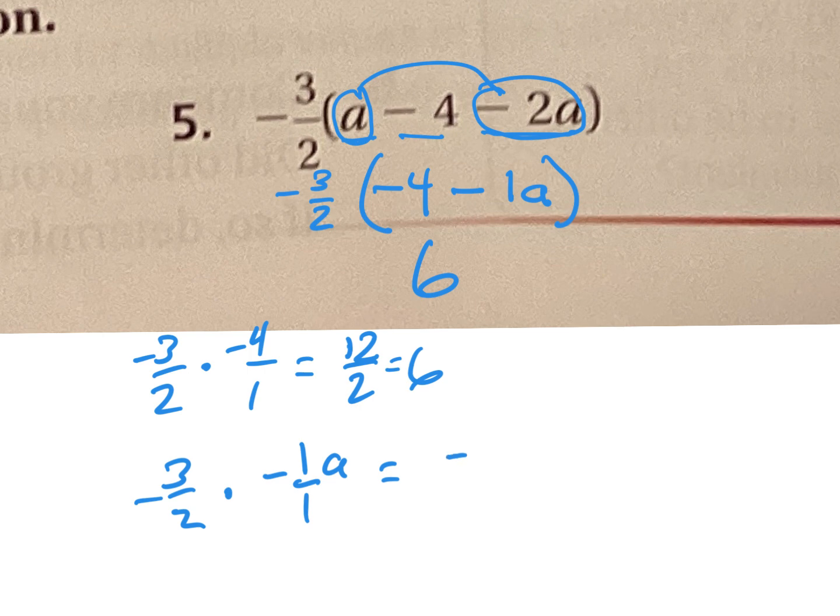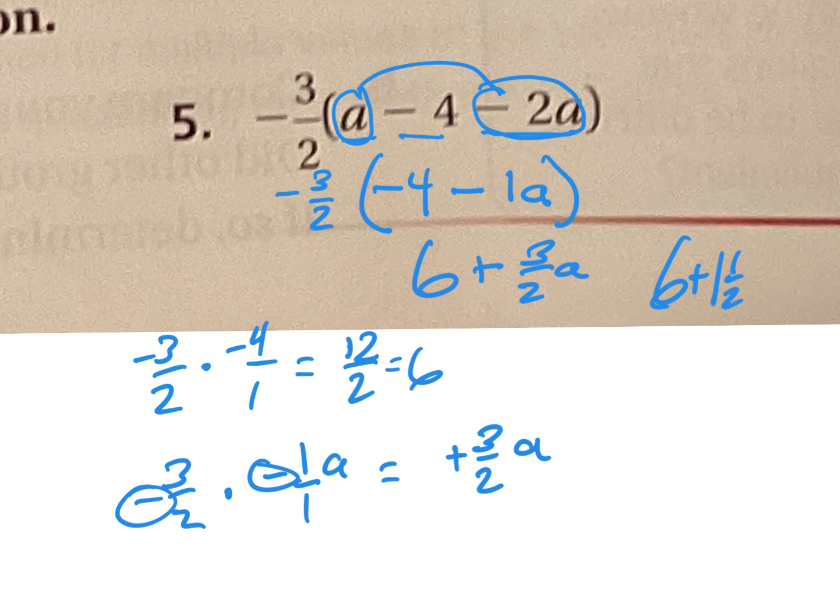That's going to get me a negative 3 halves a. And it's not negative because it's a negative times a negative, so it's a positive. So it's plus 3 halves a. Or make that into a mixed number, it'd be 6 plus 1 1/2 a.